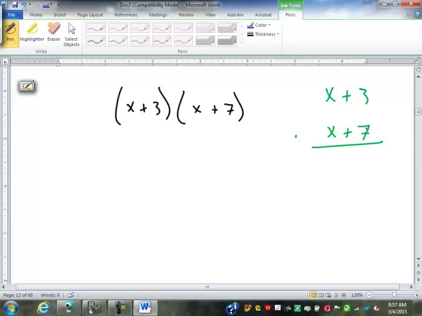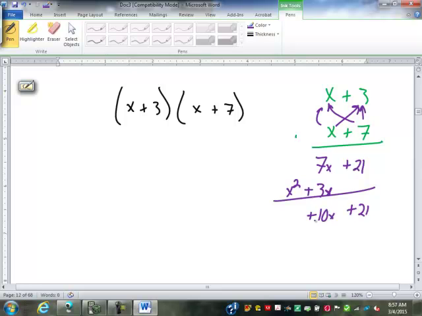So now, 7 times 3 is 21. 7 times x, 7x. X times 3, positive 3x. X times x, x squared. So this is x squared plus 10x plus 21.